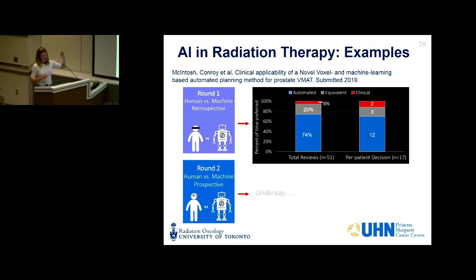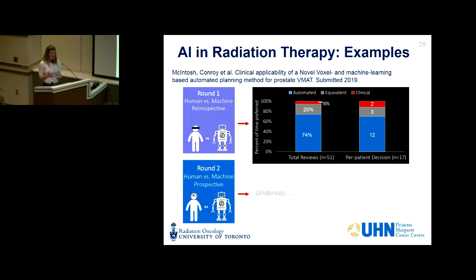So here are the results of that. And the vast majority chose the auto-generated plan over the human-generated plan. So on the right there, it suggests that on a per-patient decision, if you were to get those 3 clinicians together and have them together agree on which plan they would want to use, in 12 of 17 cases, they would have chosen the auto-generated plan over the human-generated plan. In this case, it was a retrospective study, so the human-generated plan had already been used for treatment. Now we're moving into round 2. We're taking a brand new CT SIM data set. Planners planning it on one side, machines planning it on another side.